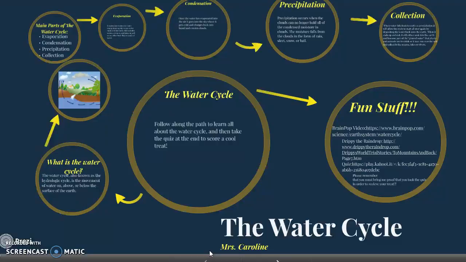water cycle. Please remember that this presentation is a big part of your grade for this unit. So I want for you to do your best and try your best. And if there's anything that I can do to help you, please let me know.